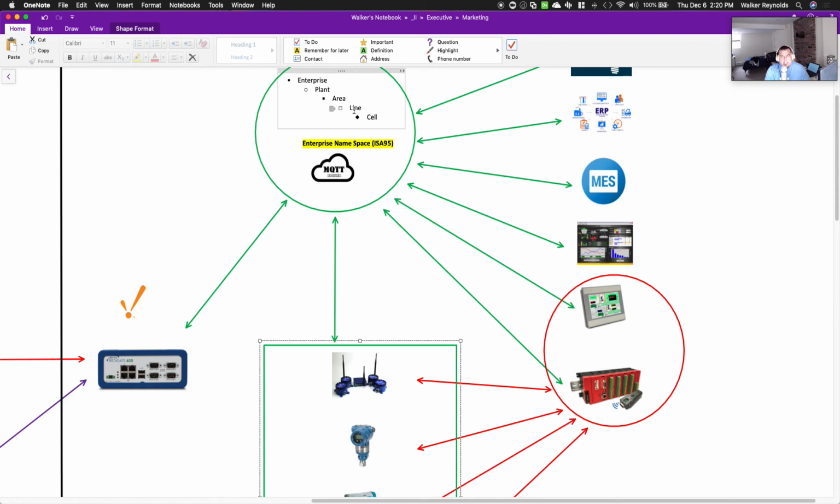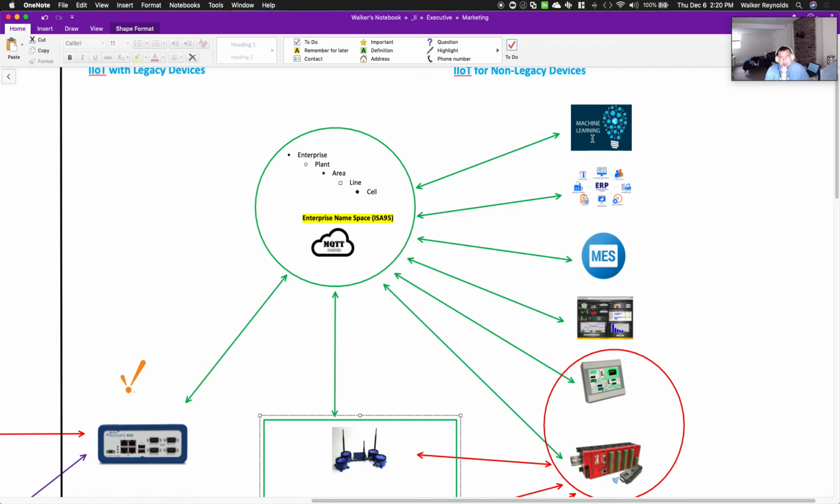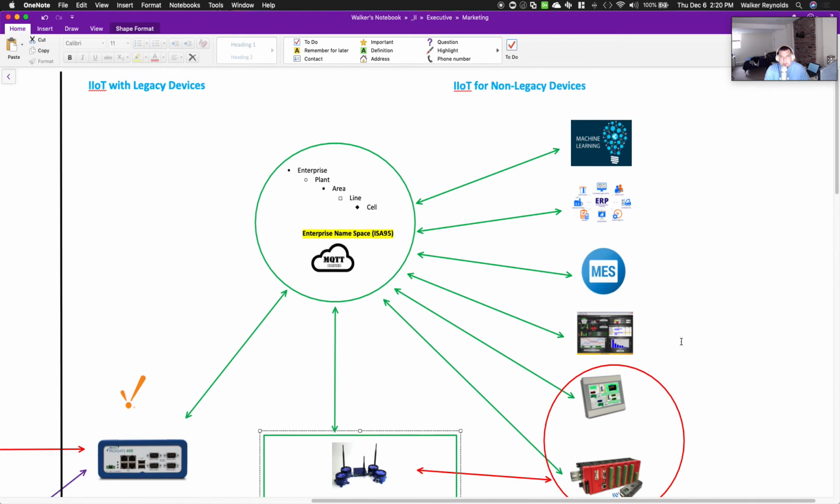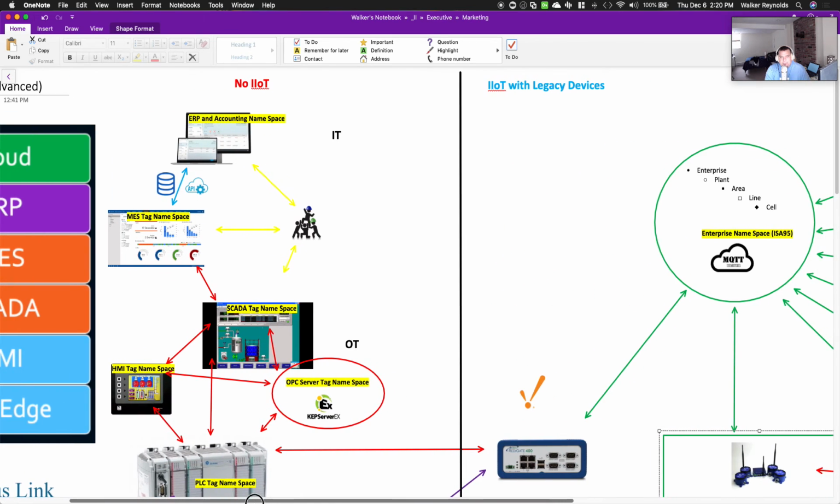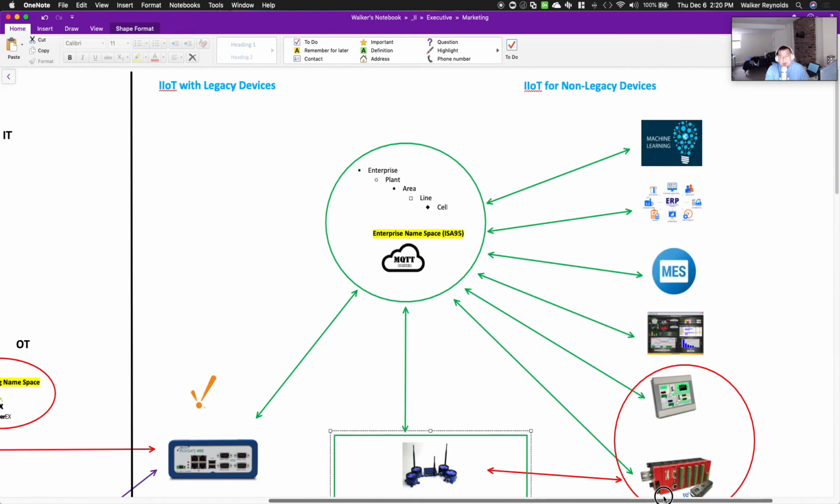The ERP system can immediately subscribe to that information. Machine learning can immediately subscribe to that information. SCADA can immediately subscribe to that information. All right? So that is the advanced look of IIoT. That's this. Now, you don't have to be a rocket scientist to see the value of this transformation, right? Going from the pre-internet days, this mess here, to a digitally transformed enterprise.